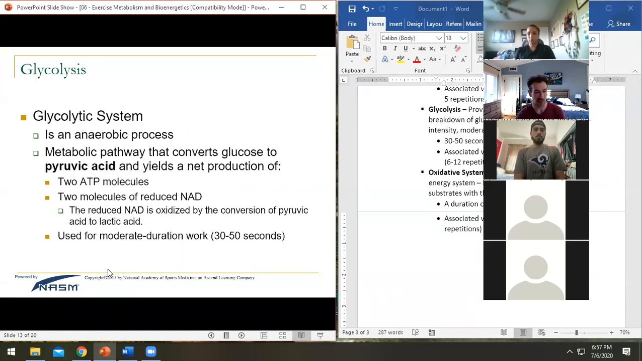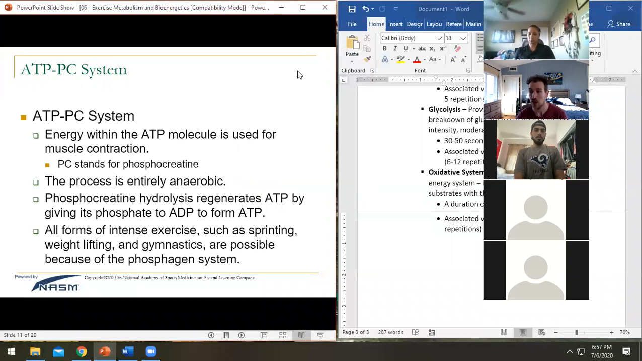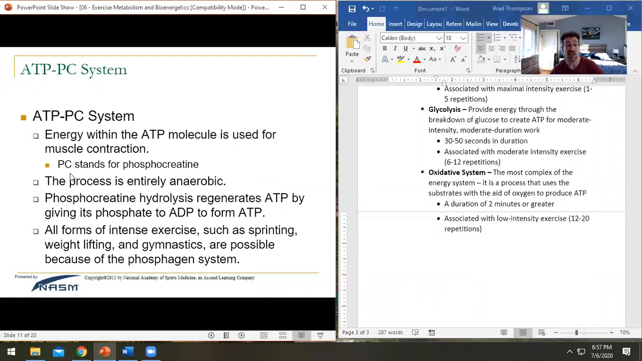All right, so we got to go back though. I gotta finish up the notes here. So here's what's happening, right? In the ATP PC system. No, it's all messed up.